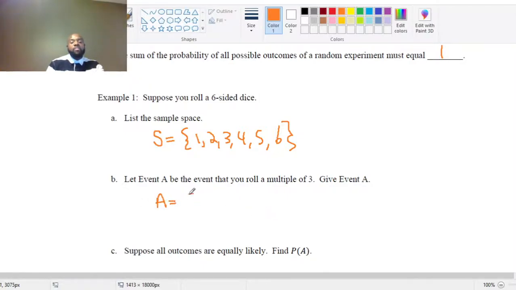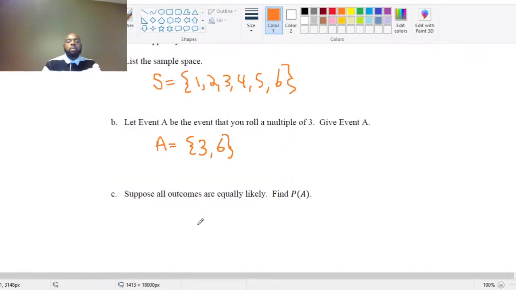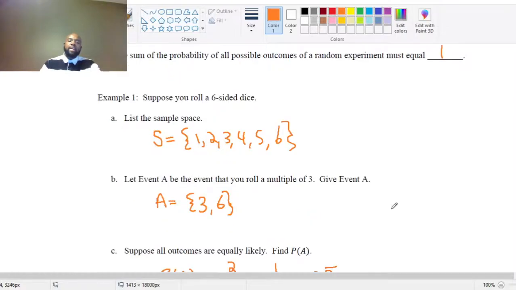So event A will be given by, I'm going to list the elements. By the way, when you list elements, you just use these squiggly brackets. I know this one looks weird. And then you just separate the elements by a comma. Multiples of 3 are like counting by 3, like 3 and 6. Those are the only two multiples of 3 in that sample space. It says, suppose all outcomes are equally likely. Find the probability of event A, the probability of rolling a multiple of 3. Well, there are 2 elements here and 6 elements there. So the probability is 1/3, which as a decimal is 0.3 repeating. So that's that example.